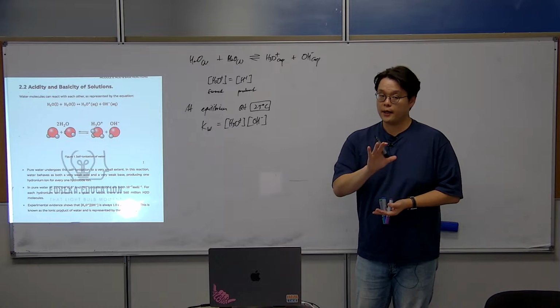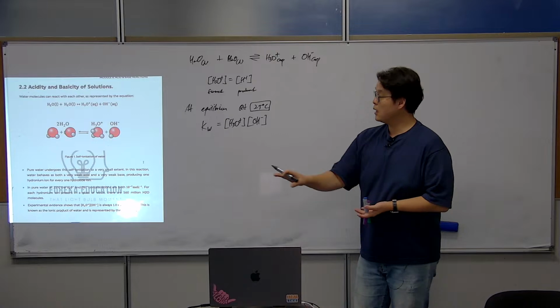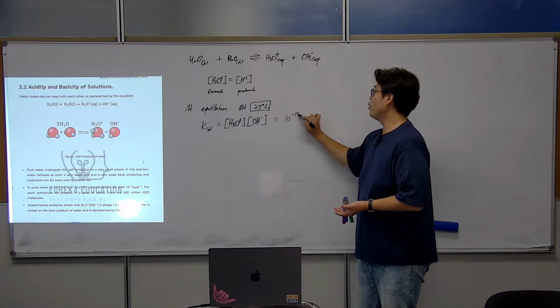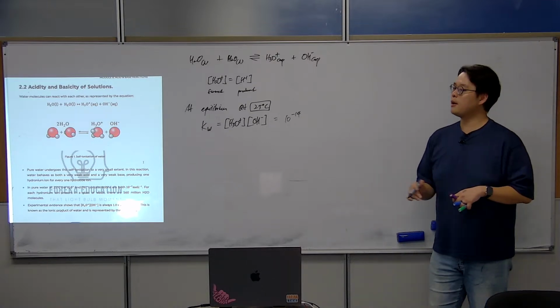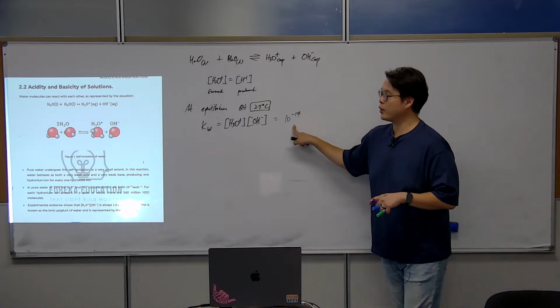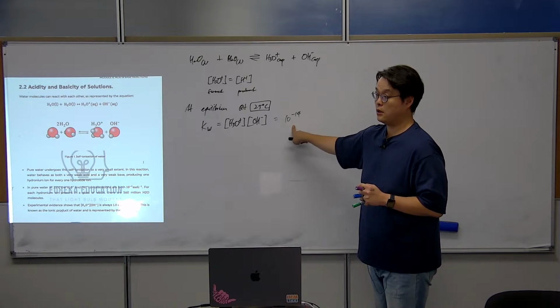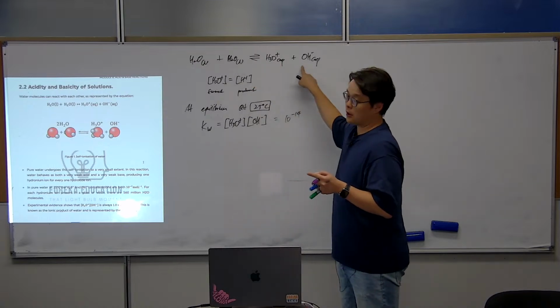Okay, now you need to remember this. At 25 degrees Celsius, KW is known as 10 to the power minus 14. Hannah, what does it mean by this value here? How do we interpret the 10 to the power minus 14? It's a very small value. Okay, so what can you tell me about this reaction then?